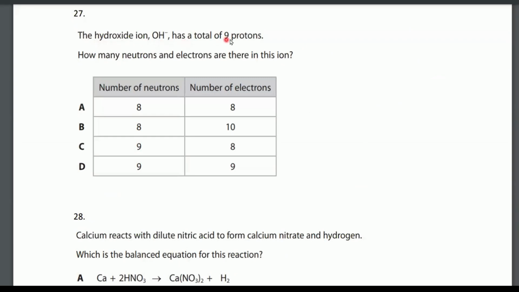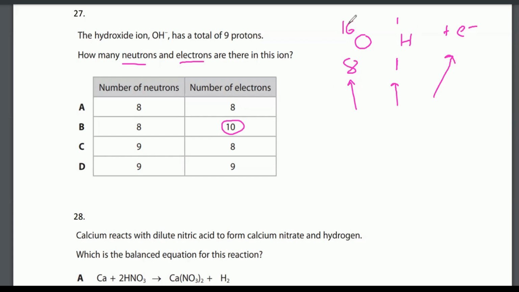Okay, the hydroxide ion, OH minus, has a total of 9 protons. How many neutrons and electrons are there in the ion? Well, oxygen has a mass number of 16 and an atomic number of 8, so it has 8 protons. Hydrogen is just made up of 1 proton. It's basically a proton and an electron. So there are a total of 9 protons.